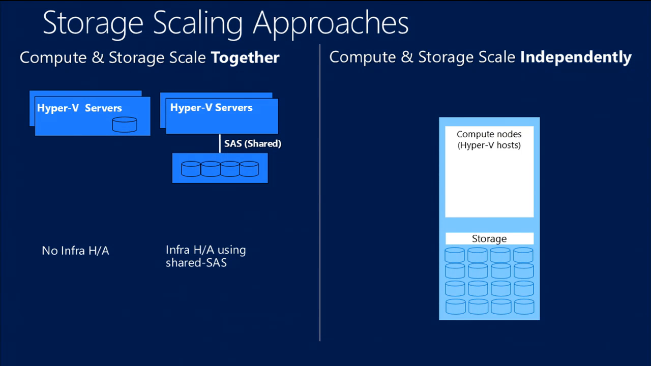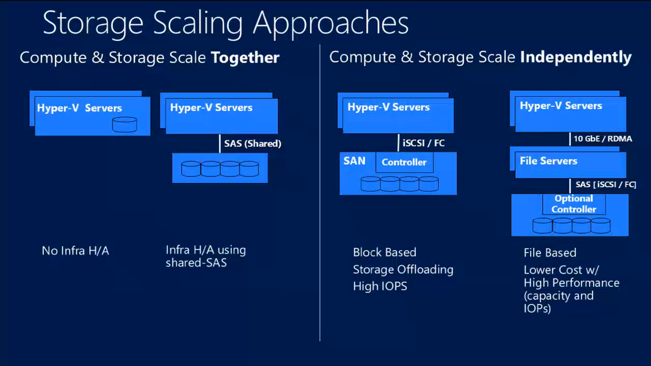I think that for IaaS, probably not the exact scenario that you want, because in IaaS you want to focus on the other approach, which is independent scaling. In independent scaling, there are really two options. There is the option of using Hyper-V servers with SANs, iSCSI or Fibre Channel, block-based storage, offloading the load to the controller within the SAN, and getting high IOPS. You also pay a lot of money.